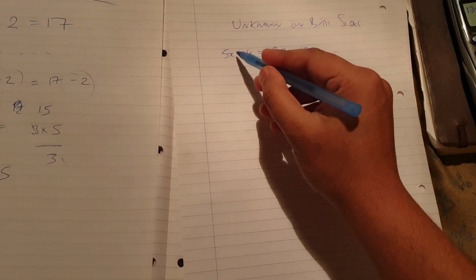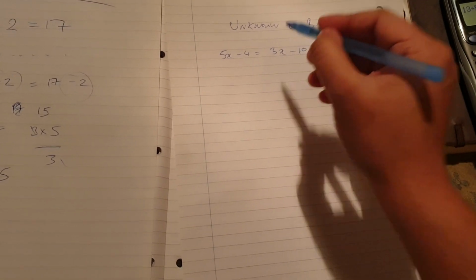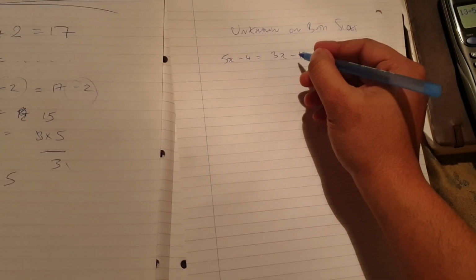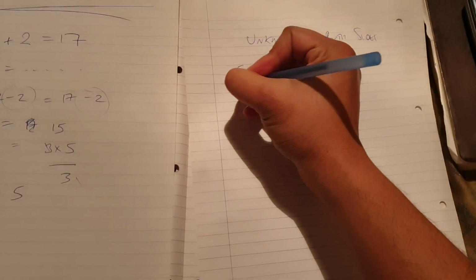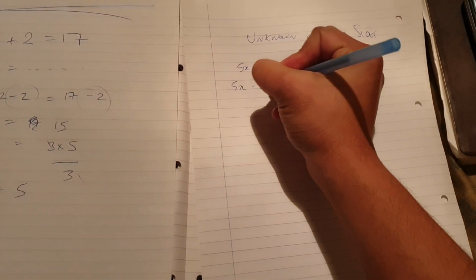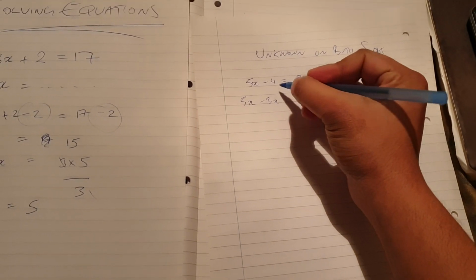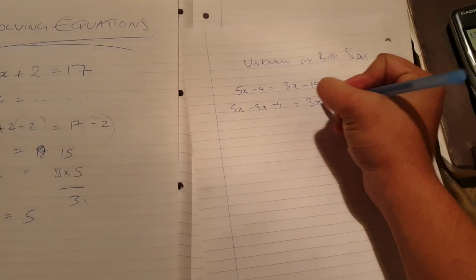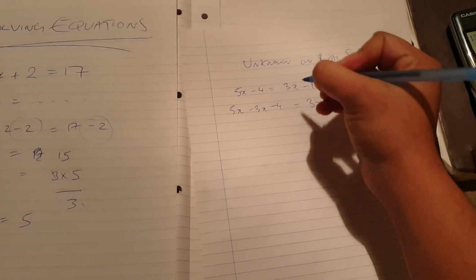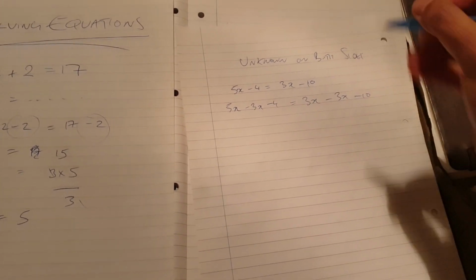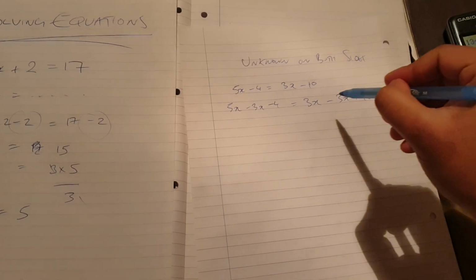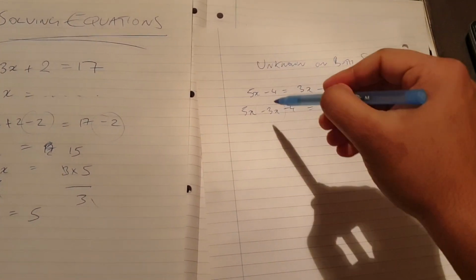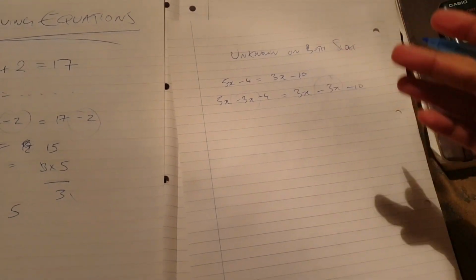We want to get the 3x on this side, and we want to get rid of the 3x here. So how do we do that? How do we get rid of 3x on this side? We have to minus 3x. So now we've got 5x minus 3x minus 4, the previous 4 that we had, equals 3x minus 3x, because we want to get rid of it, minus 10. So we still have the 10. We've just added this extra quantity on both sides, so it's really balancing it out.